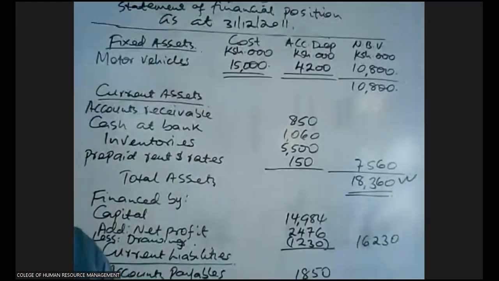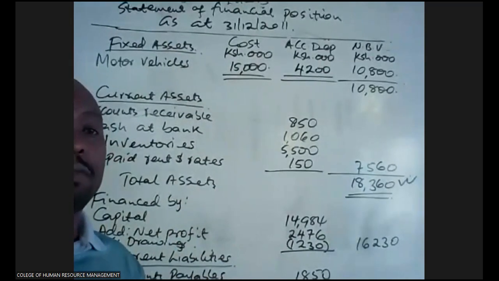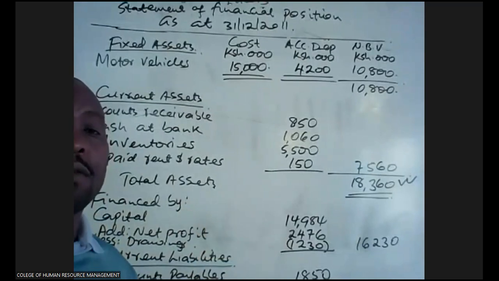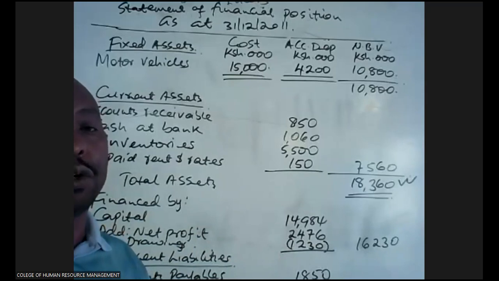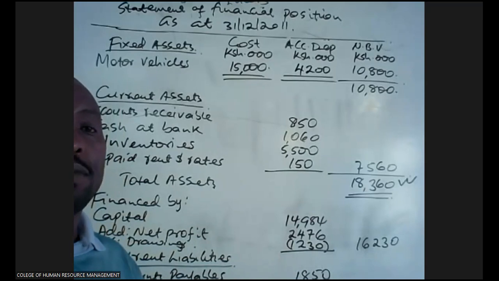Once we have done that, we still have to do the financial statements for the partnership. Most of the things will be similar, but we are going to have some few adjustments because in a partnership, the ownership is more than one person. So the profit that they get, they need to share. We need to do what we call appropriation after the net profit. And also there is something else we call the current account, which we are going to incorporate.